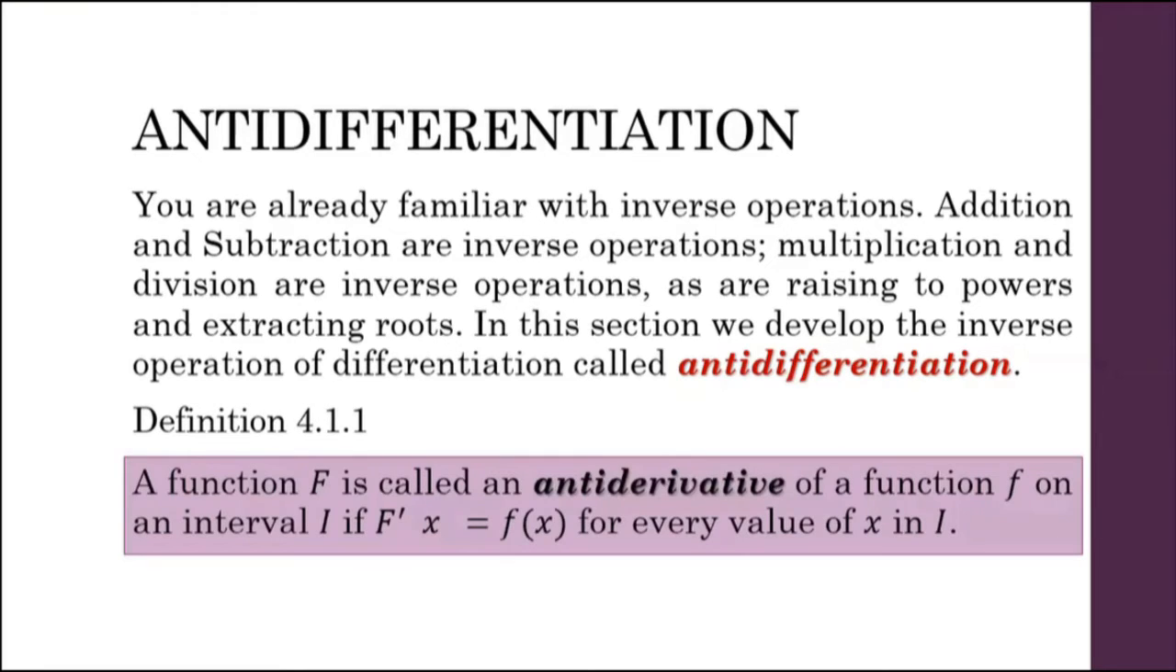By Definition 4.1.1, a function big F is called an antiderivative of a function small f on an interval I if the first derivative of big F of x is equal to the function small f of x for every value of x in I.